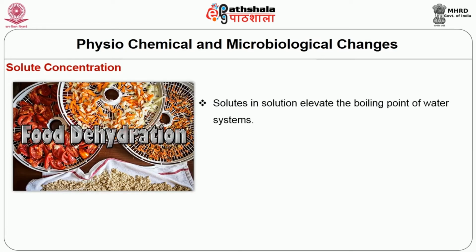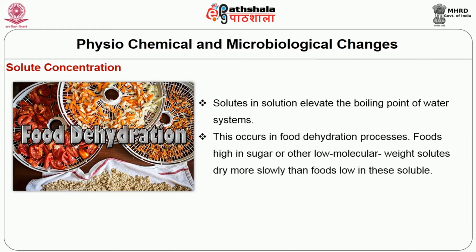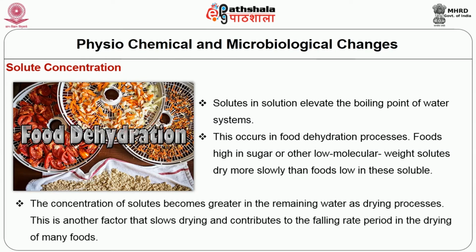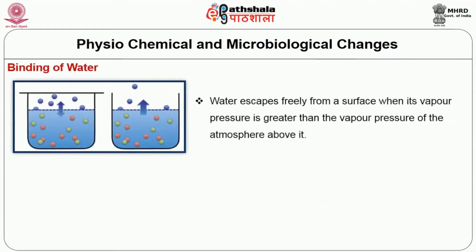Solutes in solution elevate the boiling point of water systems. This occurs in food dehydration processes. Foods high in sugar or other low molecular weight solutes dry more slowly than foods low in these solubles. What's more, the concentration of solutes becomes greater in the remaining water as drying progresses. This is another factor that slows drying and contributes to the falling rate period in the drying of many foods. Next we will see about binding of water.